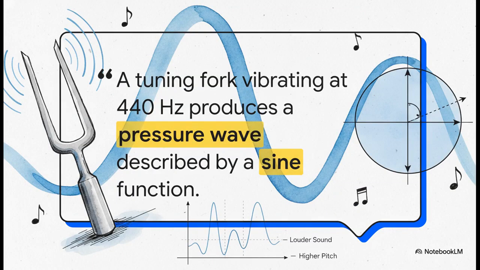So, get this. When you strike a tuning fork that's tuned to the note A, it vibrates back and forth 440 times every second, creating a perfect sine wave in the air. The amplitude of that wave, that's how loud the note is, and the period, or how close the waves are together, that determines the pitch. It's a direct connection. This is the math behind music.